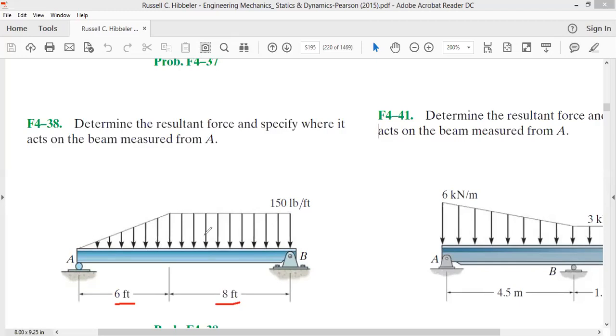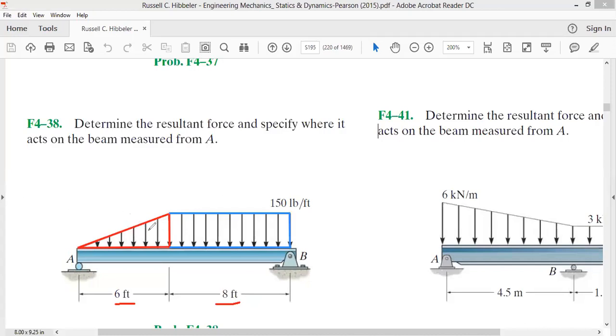In order to do this type of problem, we can easily divide this loaded diagram into two diagrams. This portion is our right angle triangle, and this portion on the right hand side is a rectangle. So we have two types of loads acting on the beam: the load in the form of a rectangle and the load in the form of a triangle.